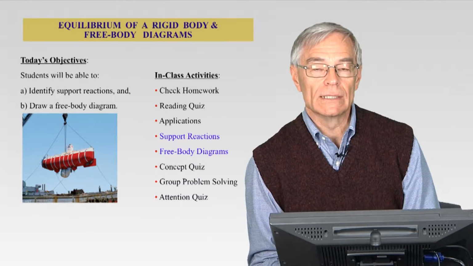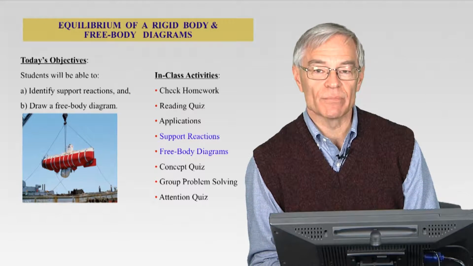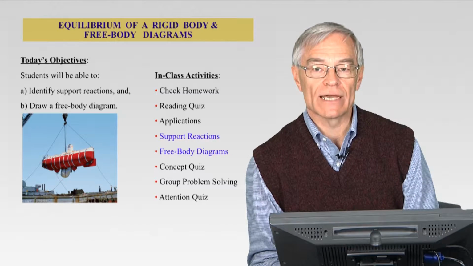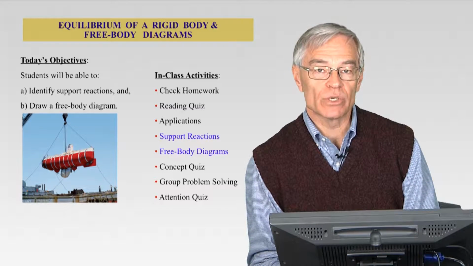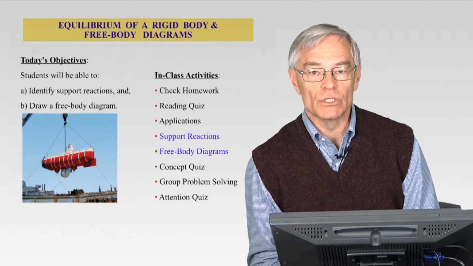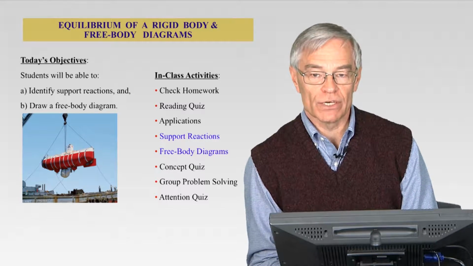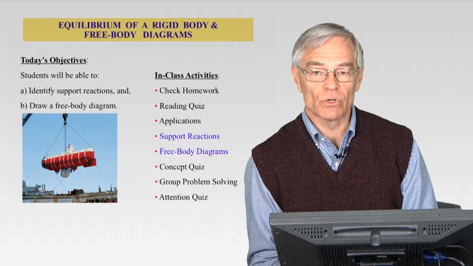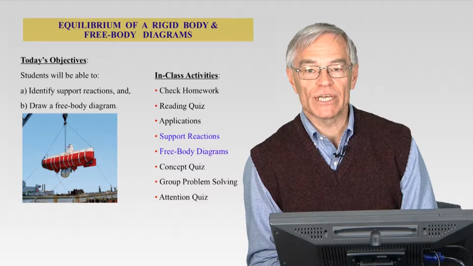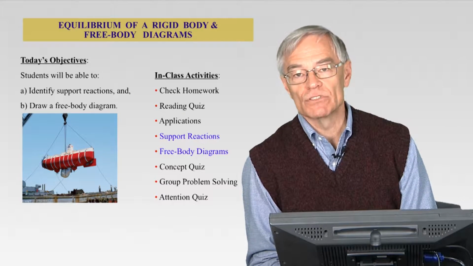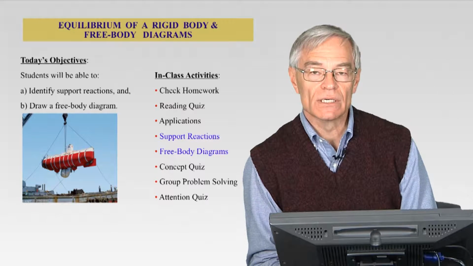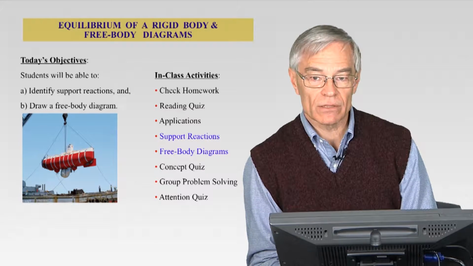We will not be checking homework today. We would if we had homework or were in a normal sequence of this class. You will have what I call a reading quiz drawing the basics out of sections 5.1 and 5.2. That will not be scored because we are not in class together. If we were, I would be scoring that. We'll talk about applications of this content, this idea of support reactions, which again should be review for many of you, and free body diagrams, again review, and then a concept quiz to see if you've got the concepts.